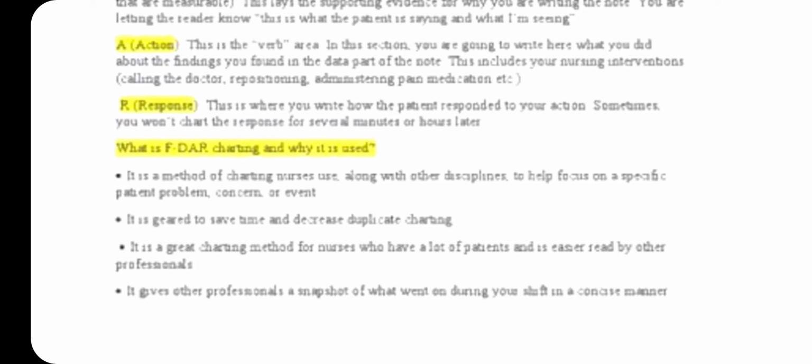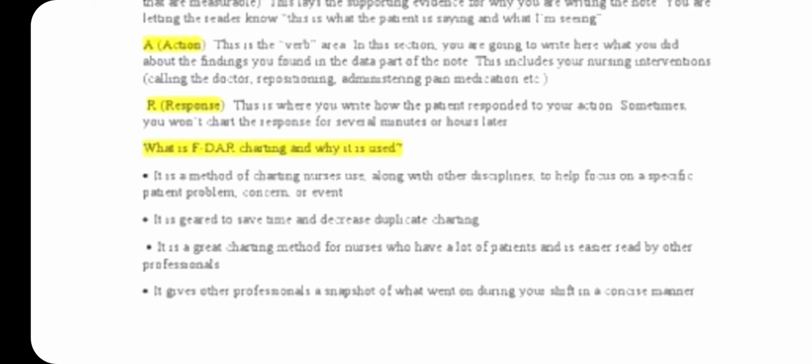And then what is FDAR charting and why is it used? So bakit ginagamit yung FDAR? So it is a method of charting nurses use along with other disciplines to help focus on a specific patient problem, concern, or event. Kasi more on talagang specific tayo, no? Nagiging specific tayo because we are focused on one area. Okay? And it is geared to save time and decrease duplicate charting. It is a great charting method for nurses who have lots of patients and is easier to read by other professionals.